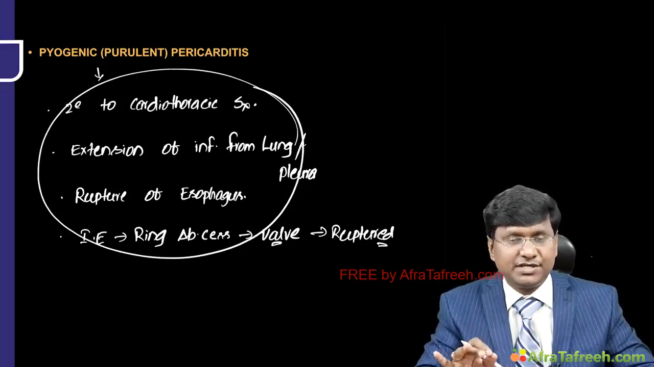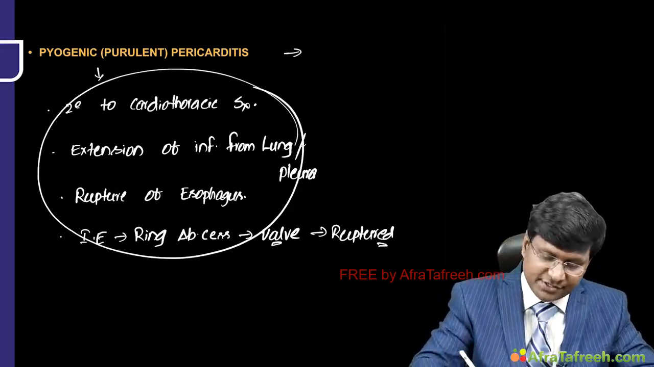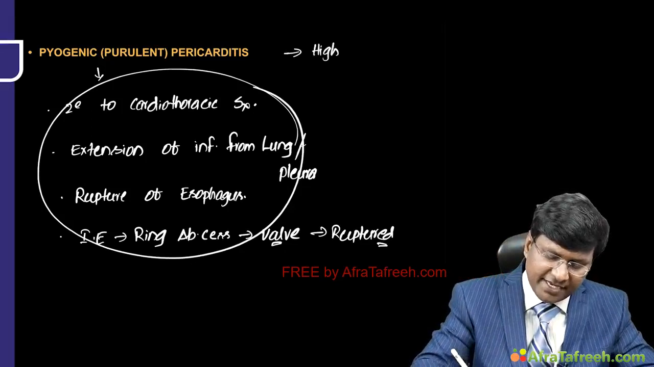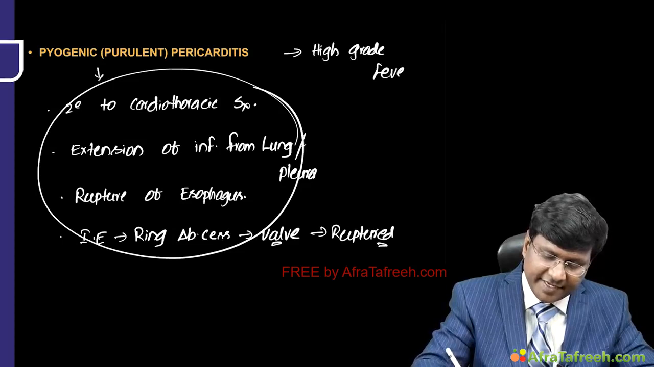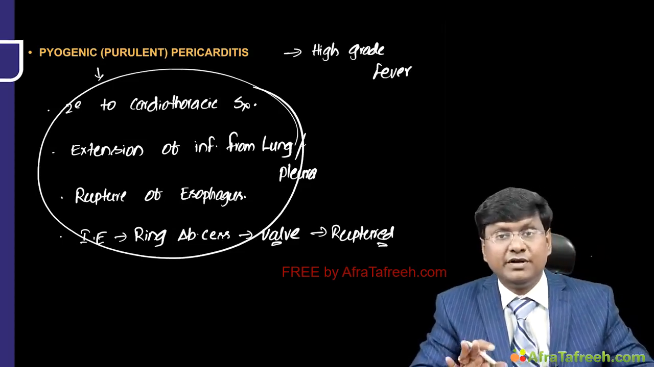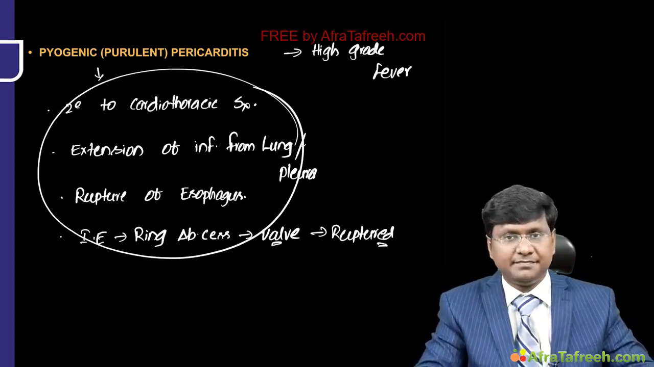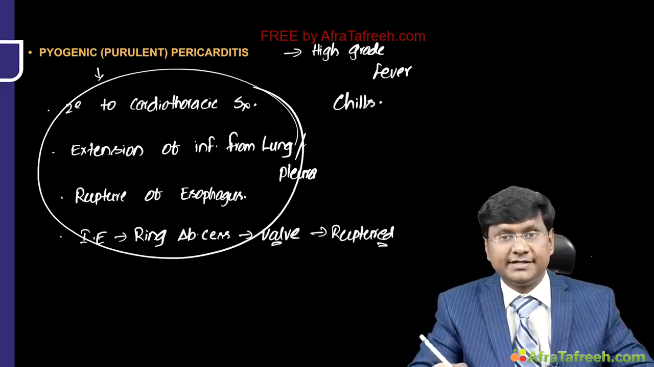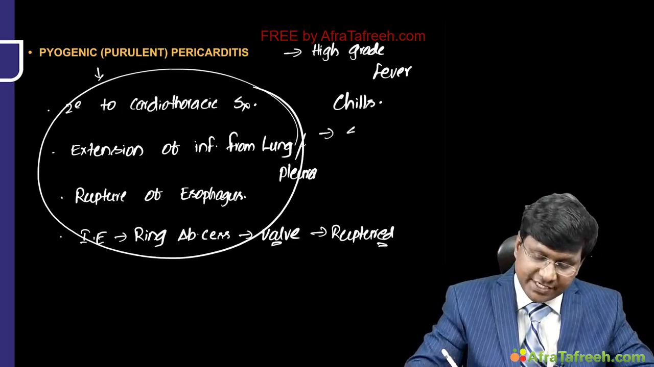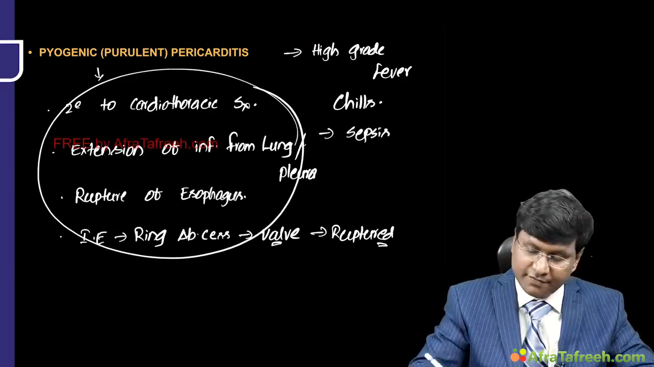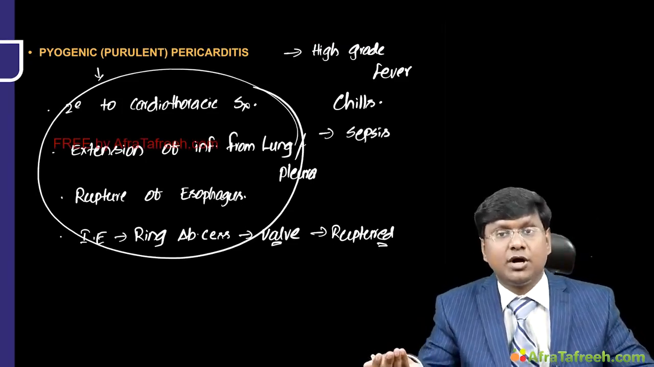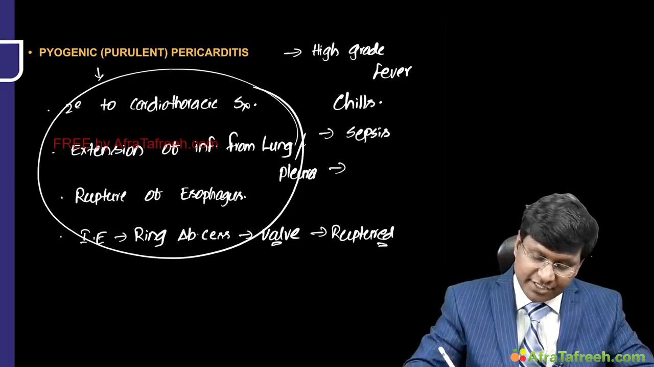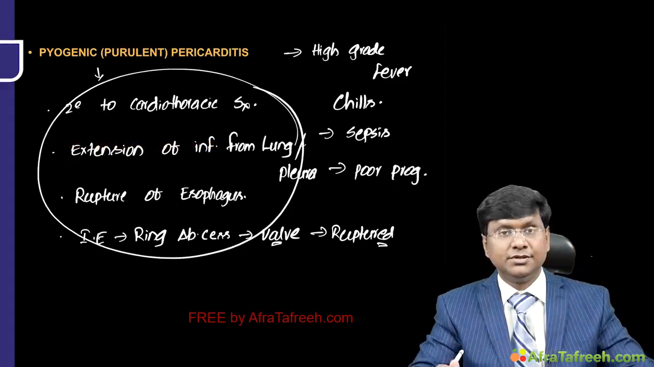Okay, and in pyogenic pericarditis, these patients have a very high grade fever, and the pain also will be very severe. This high grade fever is associated with chills and rigors. And these patients occasionally go into sepsis as well as septic shock. These patients with pyogenic pericarditis have a poor prognosis. The prognosis is not good.